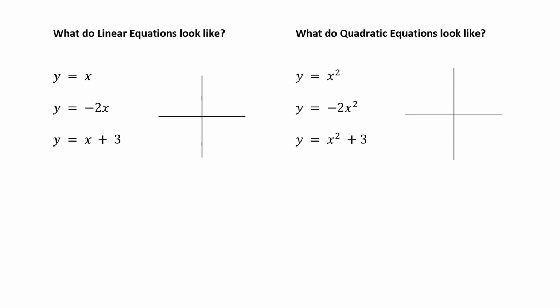Let's look again at the difference between linear equations and quadratic equations when we graph it. Here we have y equals x. That's just going to look like this. It's going to go off at a 45-degree angle.